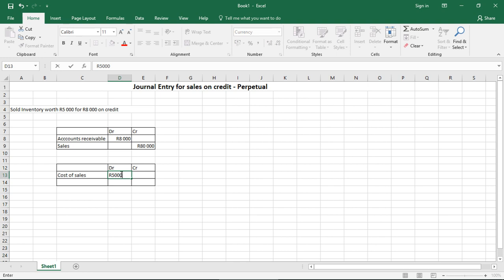So you have inventory worth 5,000 rand. And what is the contra account? Obviously, we have a decrease in inventory, and inventory decreases on the credit side. Put 5,000. And that is it. Obviously, we did not take into account VAT and all of that. We'll look at that later on. But this is the simple way of doing the journal entry for sales on credit using the perpetual inventory system.